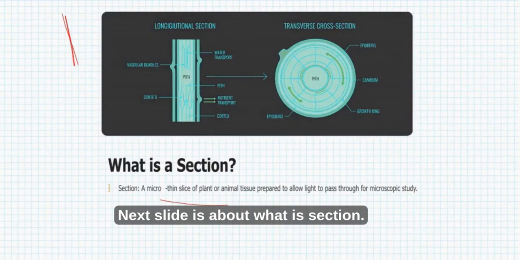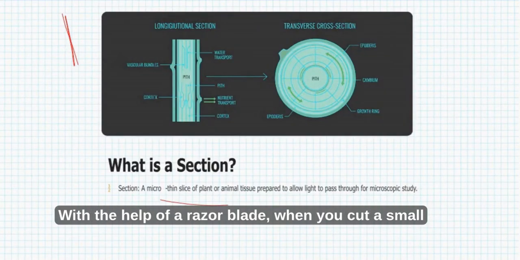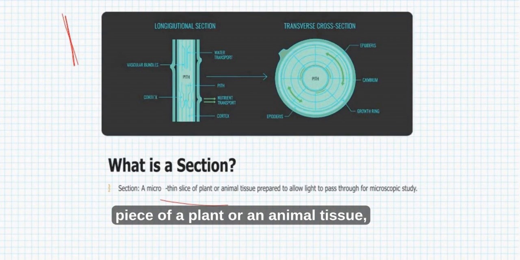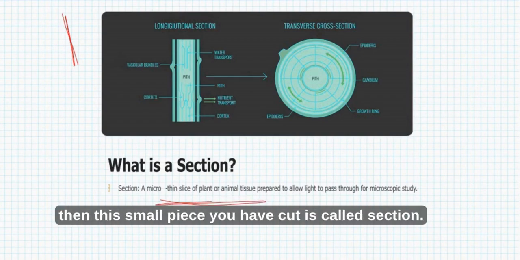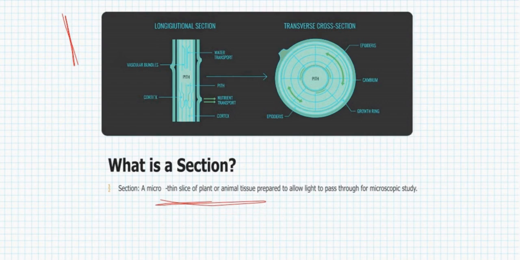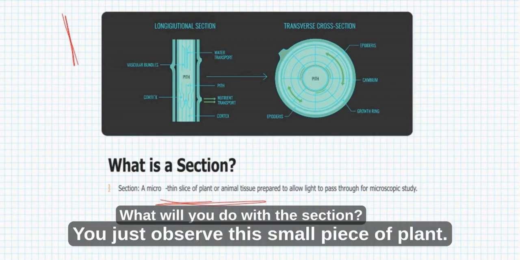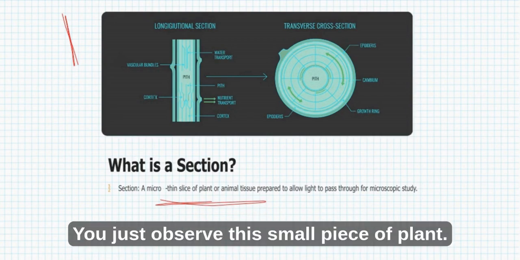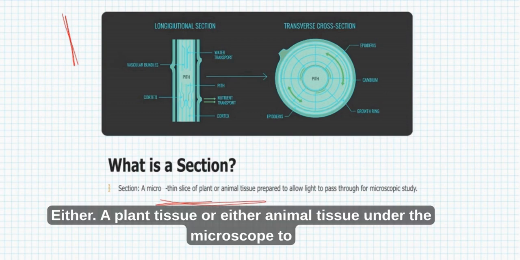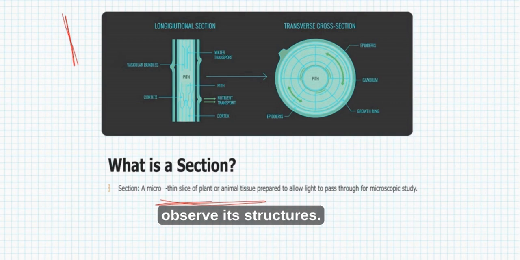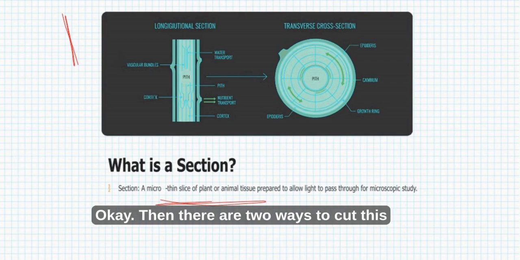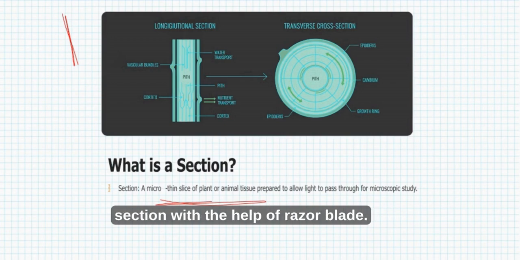Next slide is about what a section is. With the help of a razor blade, when you cut a small piece of a plant or an animal tissue, then this small piece you have cut is called a section. What will you do with this section? You just observe this small piece, either plant tissue or animal tissue, under the microscope to observe its structures.